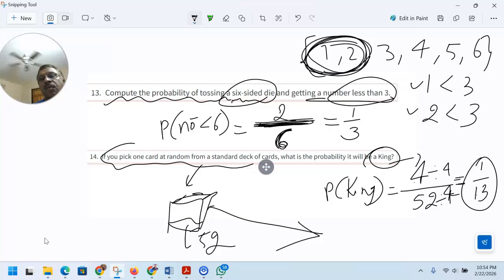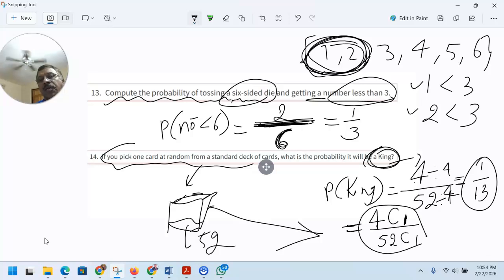This is also using combination. If you want to write it, from 52 you have C1, that means you're picking one. And the ones favoring king: there are four kings, and from four kings you can select one. This is the same thing, 4 out of 52, because nC1 is always n.